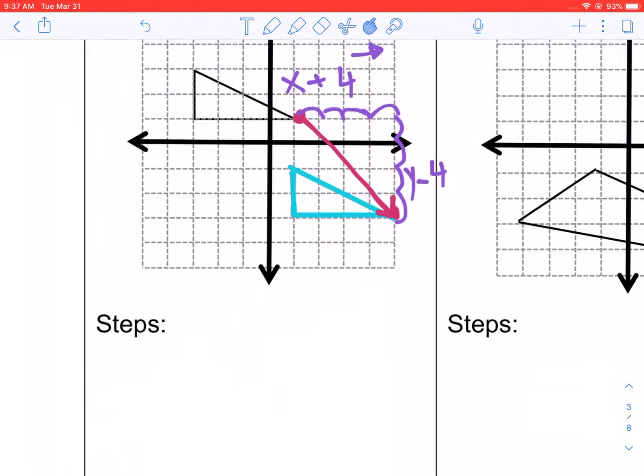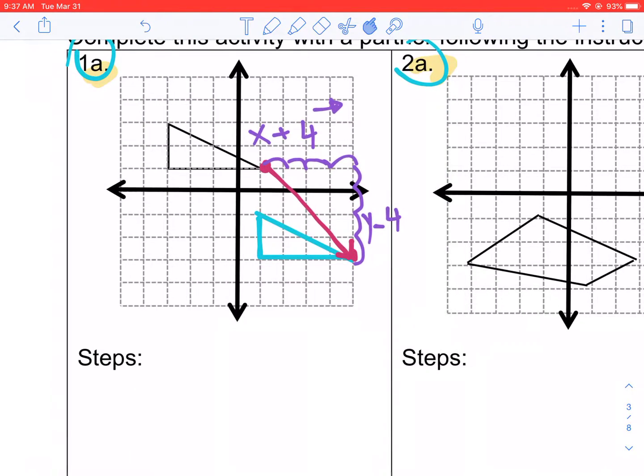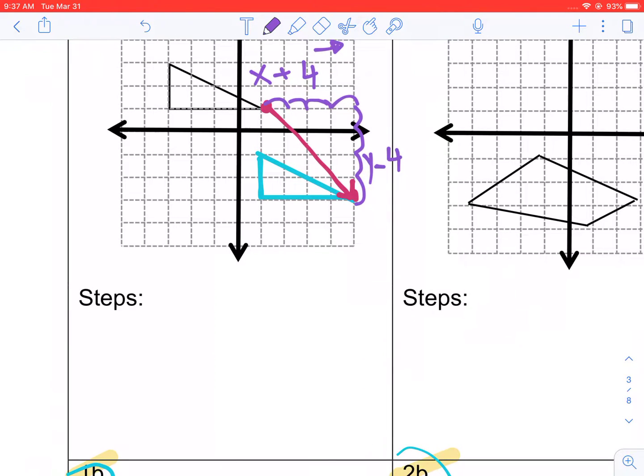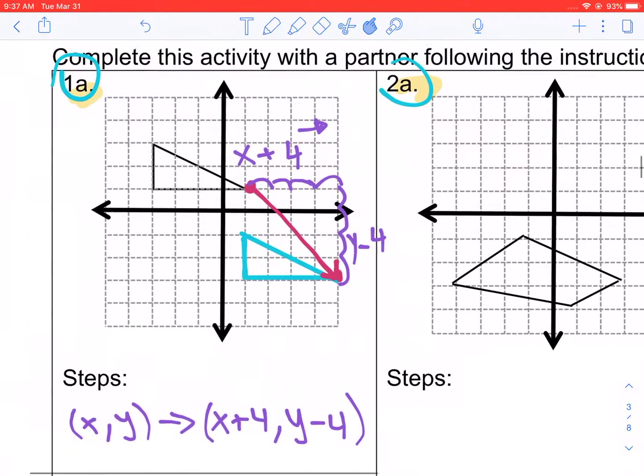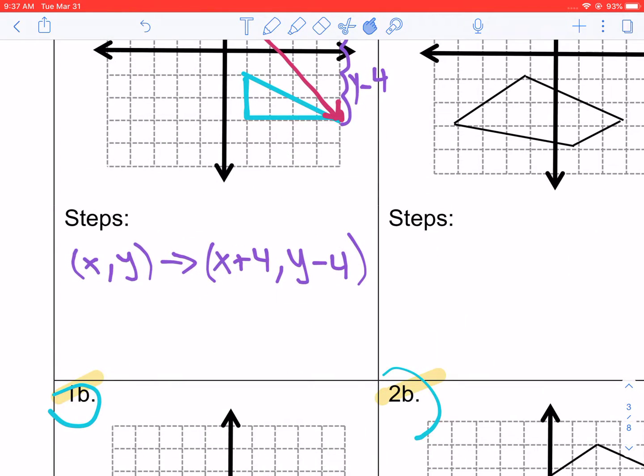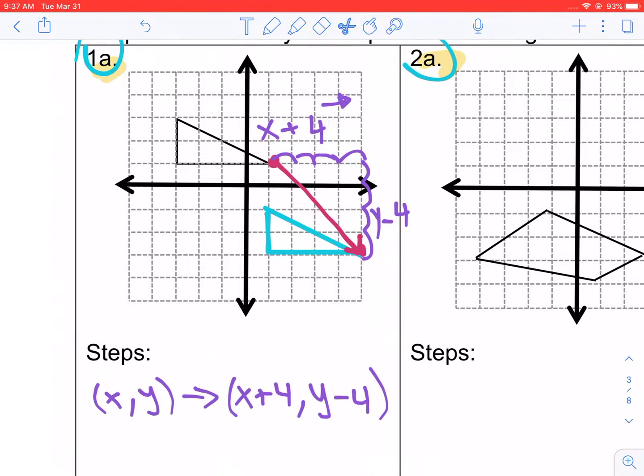So my strategy, or the steps, if you want to write them in sentences, that's okay. You could say translate figure 4 units right. I'm just going to say that I have the coordinates x, y, and they are changing to x plus 4, y minus 4. And that's it.